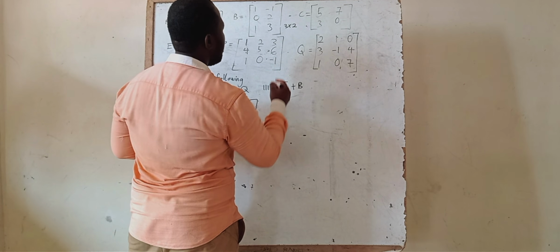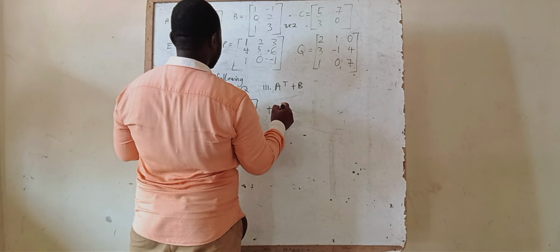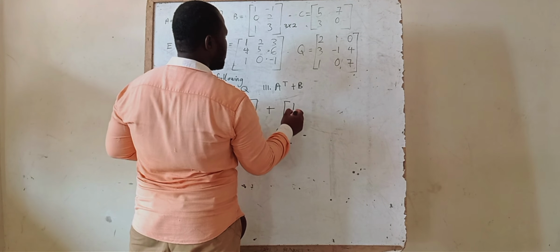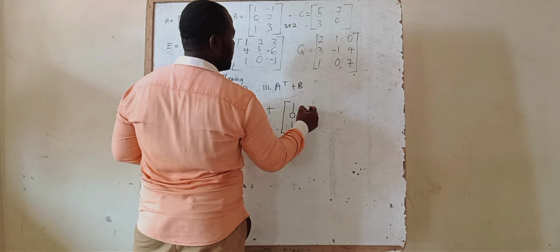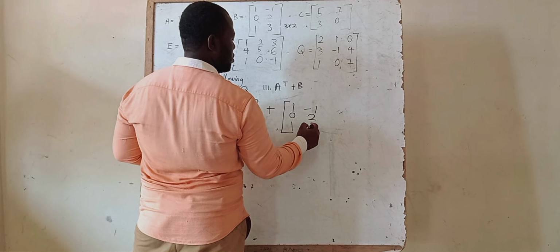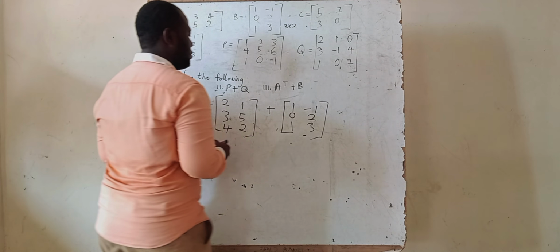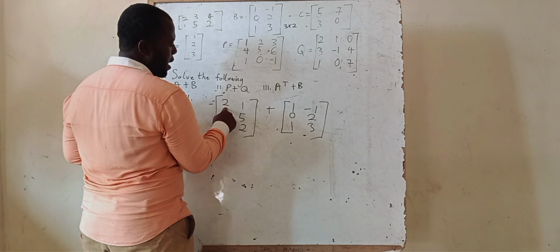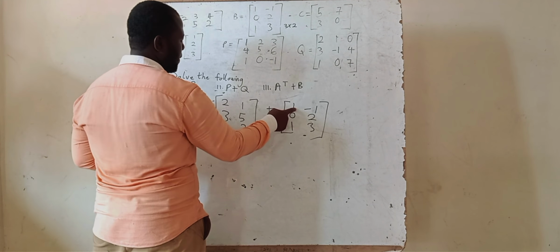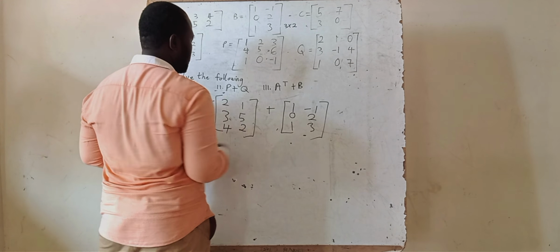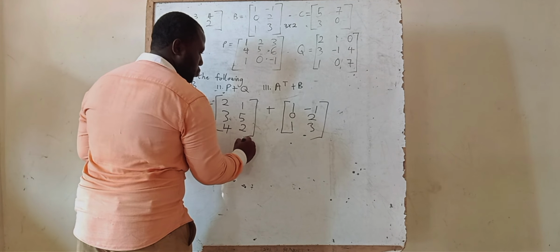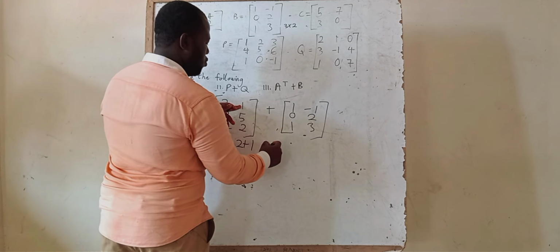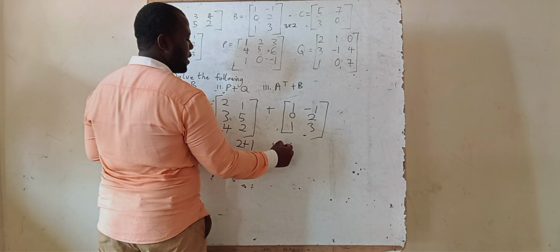B will be, plus, we have 1, 0, 1. We have negative 1, 2, 3. Now let's sum them. We take 2, add it to its corresponding number. We take 1, add it to its corresponding number. So it will become 2 plus 1, 1 plus minus 1.